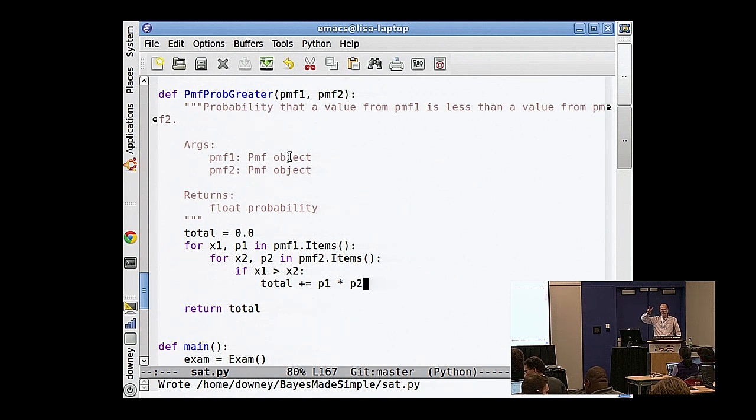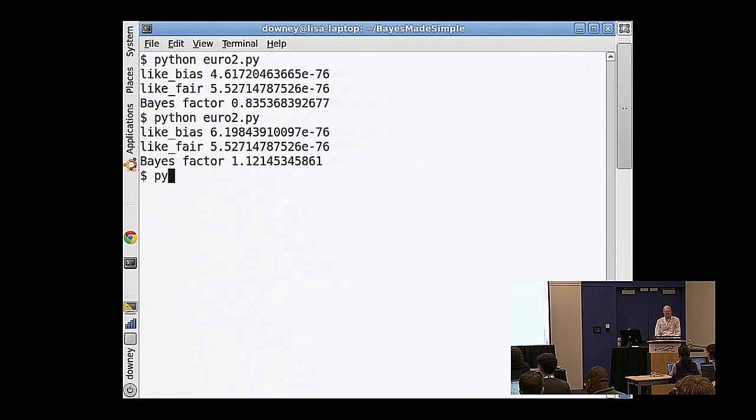I belabored that a little bit just to remind you not to apply this blindly. The probability that two things occur is not always the product of their probabilities. That's only true if they're independent of each other. But in this example, it makes sense to consider them independent. And now we can run the code.